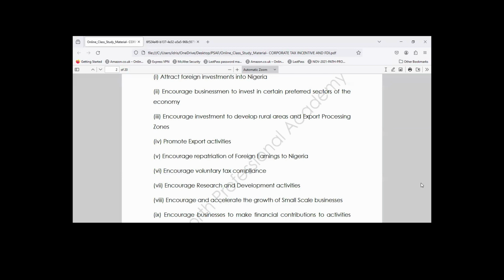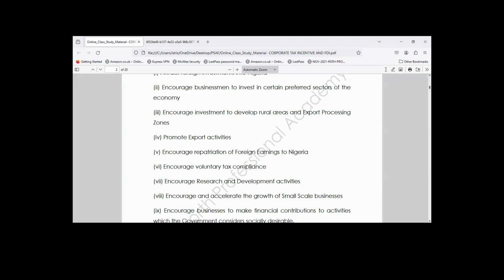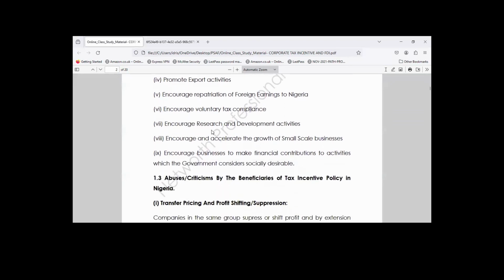Accelerate growth of small-scale industries. By saying that a company whose turnover is less than 25 million should not pay company income tax and education tax, it will encourage the growth of small-scale industry. Most of the small-scale industries will grow within a period of time. So all these are objectives of tax incentive.